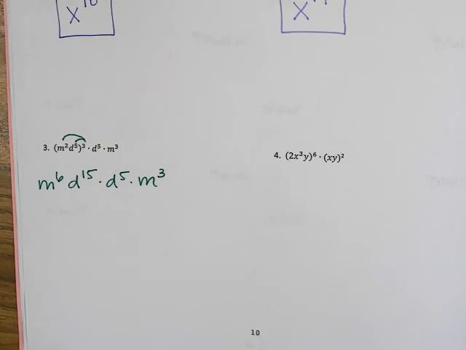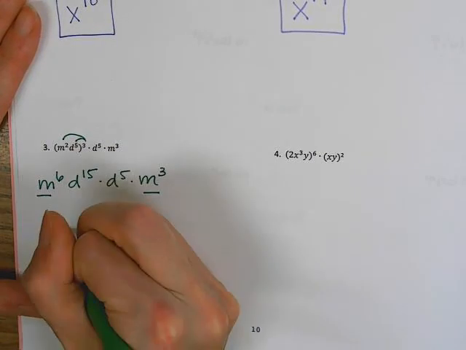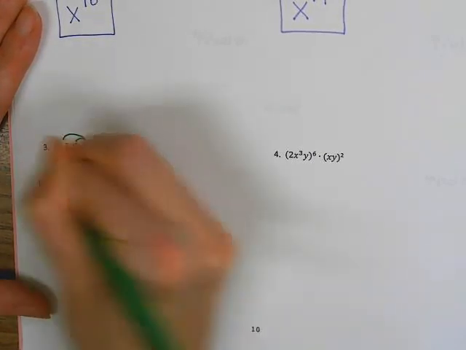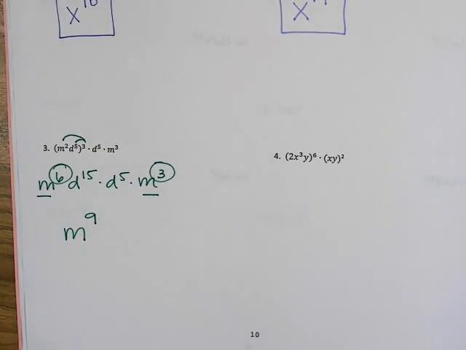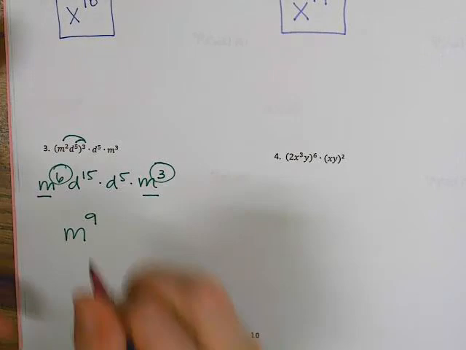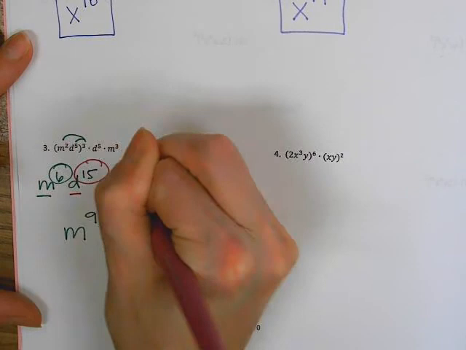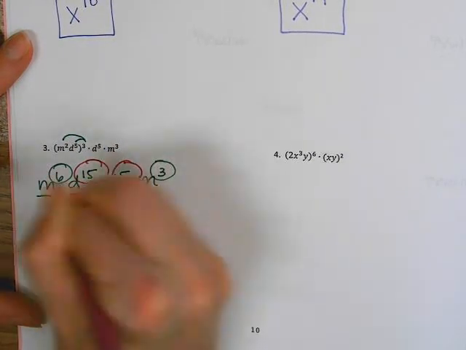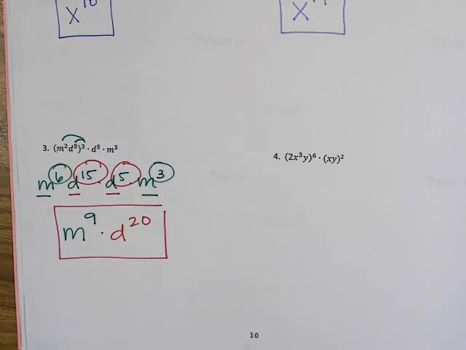All right, and now let's use our rule when you're multiplying same bases. The base stays the same, but you add the exponents. And then let's do our D's separately. The base stays the same, but you add, so D20. That's our final answer there, M9 D20. All right, let's keep going.